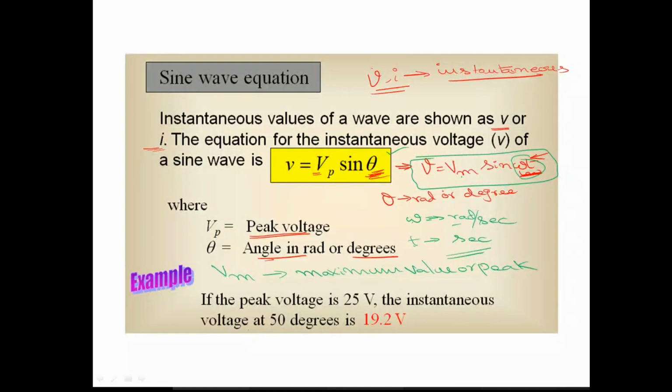Now in this example, if the peak voltage is 25 volts, the instantaneous voltage at 50 degrees is given by 19.2 volts. That is, you substitute Vp equal to 25 here, and 25 into sine of 50 will give you 19.2 volts. Therefore, the instantaneous value of voltage at the given instant of 50 degrees is 19.2 volts. This is the meaning of this example, right?